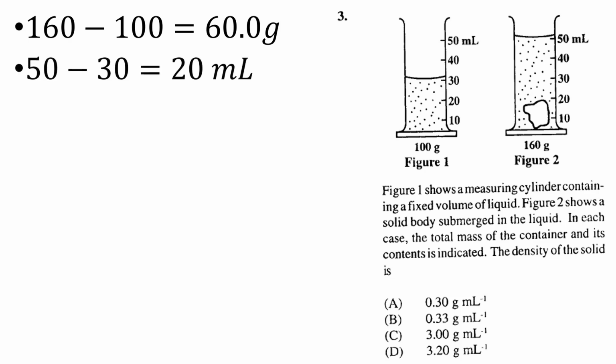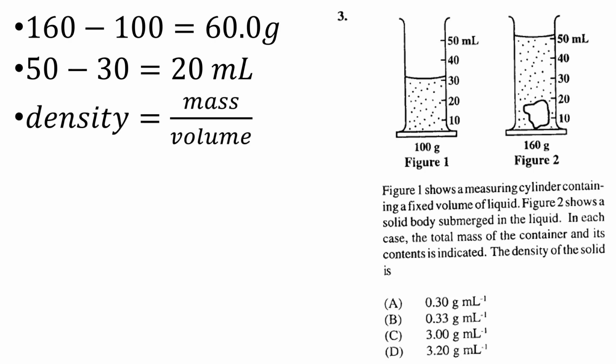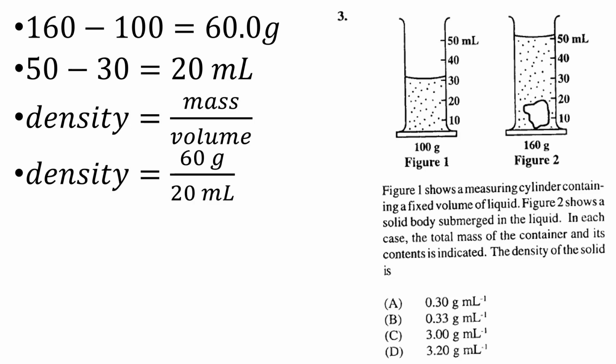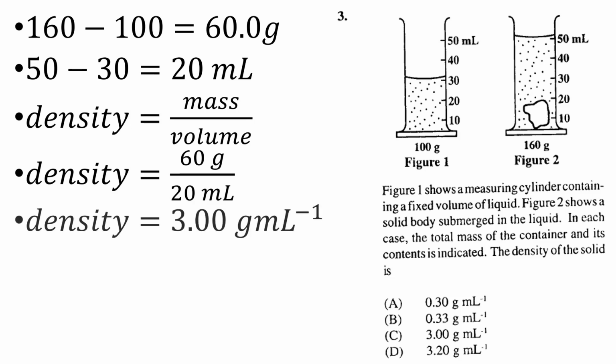Then the volume, we get that from the displacement. 50 minus 30, the difference in the two readings in the diagram, gives us a volume of 20 milliliters. So density is mass divided by volume, and if we take 60 and divide it by 20, we get 3.00 grams per milliliter, making the answer C.